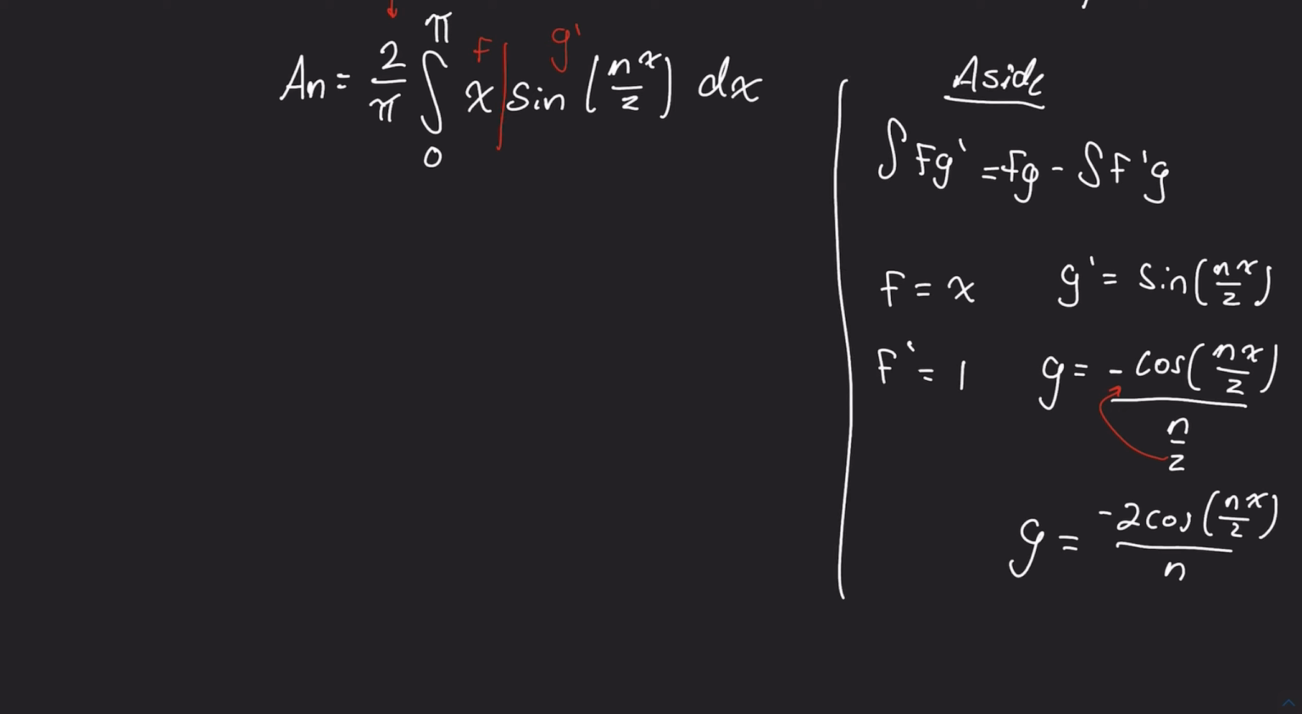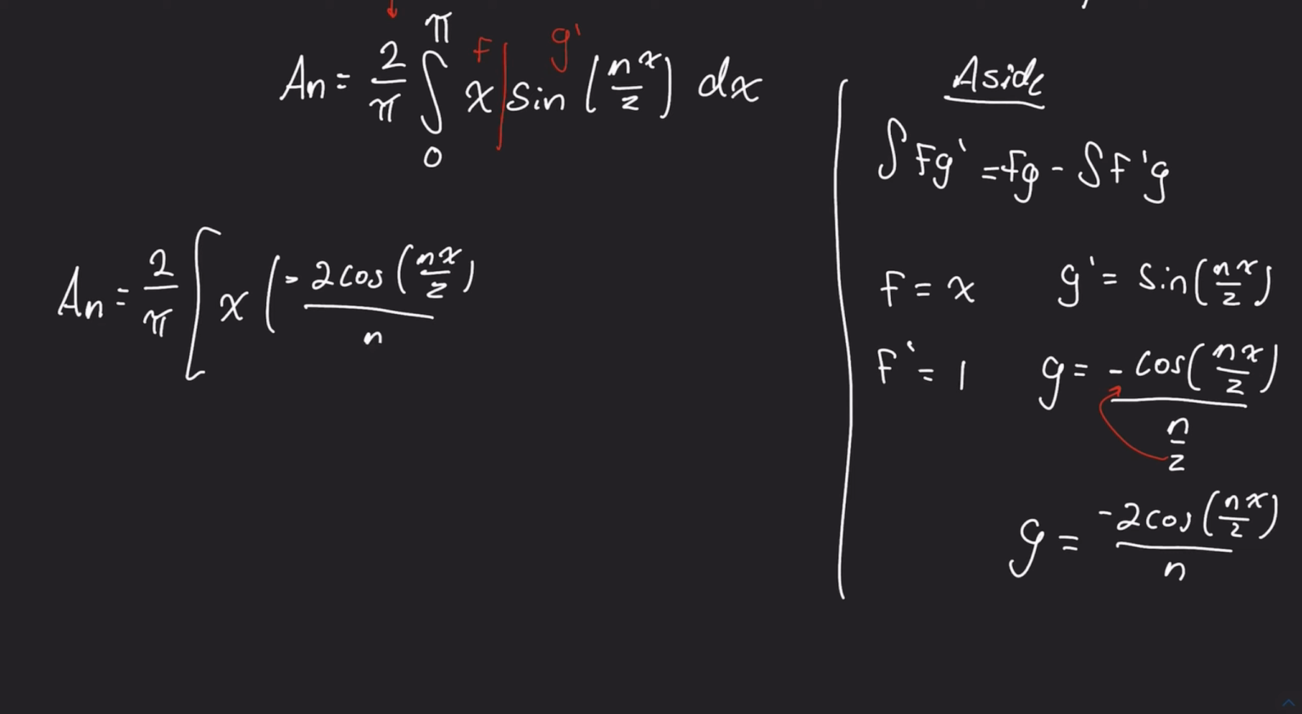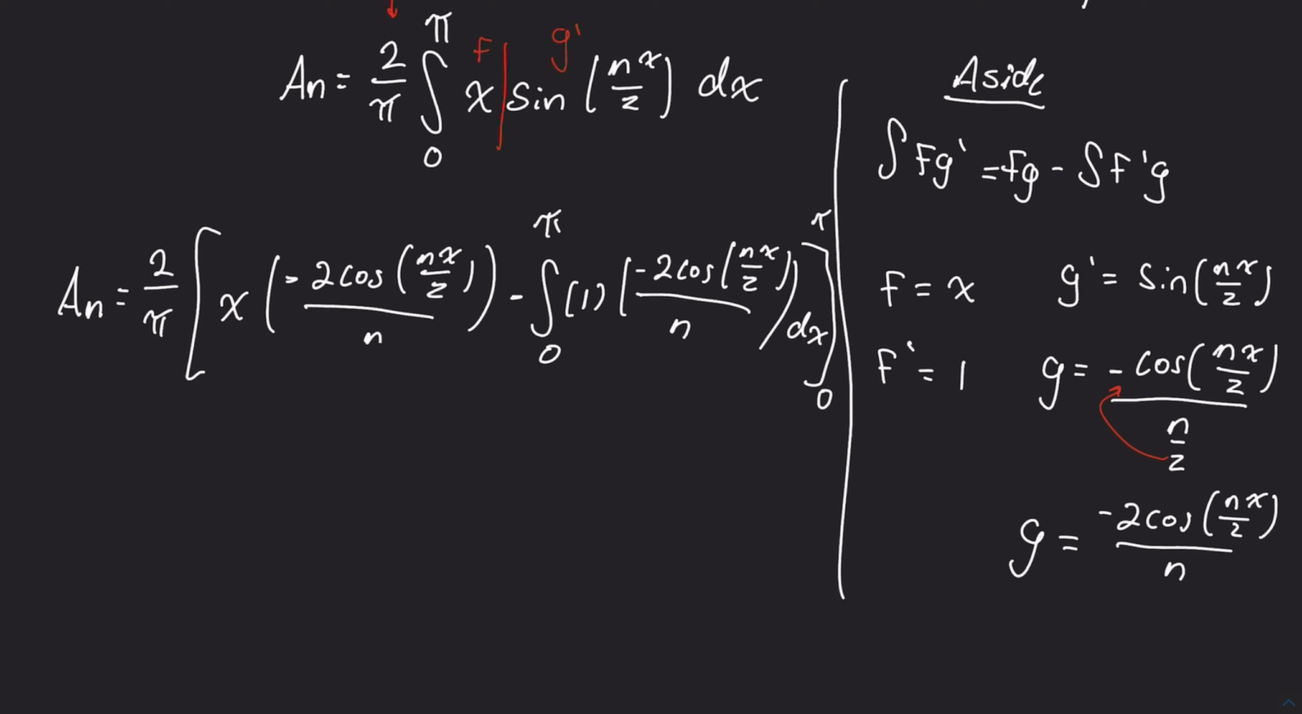Okay, let's go ahead and plug this back into our integral. So we get a sub n equals 2 over pi times f, which is our x, times g, which is negative 2 cosine nx over 2 over n, minus our integral from 0 to pi of f prime, which is 1, times our g term, which is once again negative 2 cosine nx over 2 divided by n dx. And this is all integrated from 0 to pi.